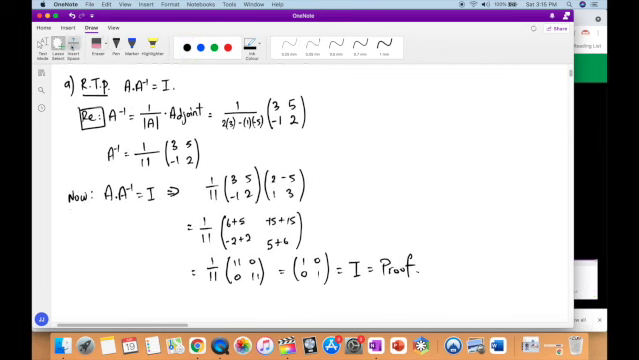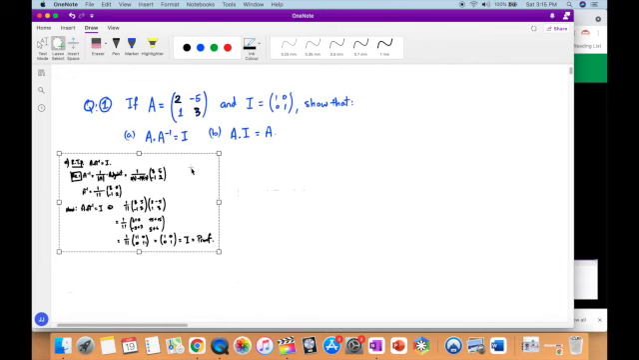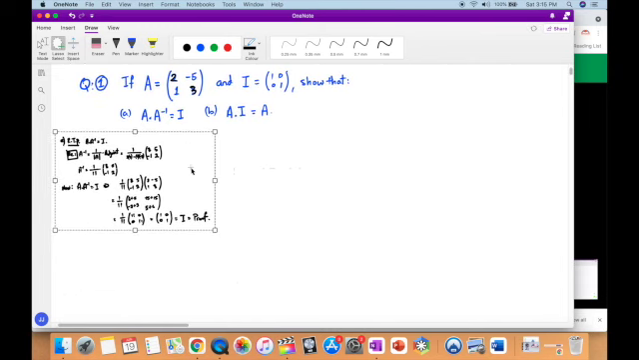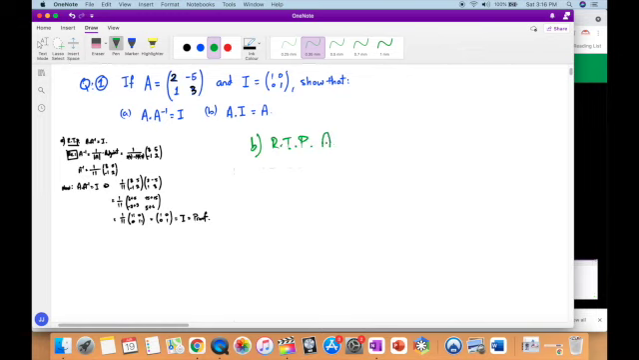Anybody have any questions? All right, so the next one is proving that A multiplied by the identity equals A. Proving that a number multiplied by 1 is itself, right? So let's do part B over here. Required to prove that A multiplied by the identity is itself.